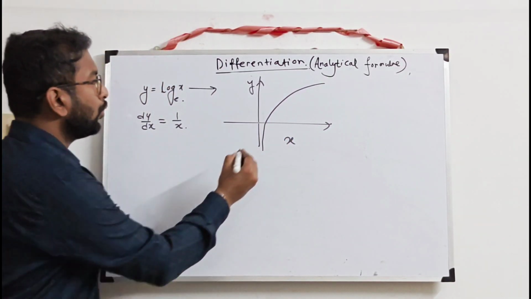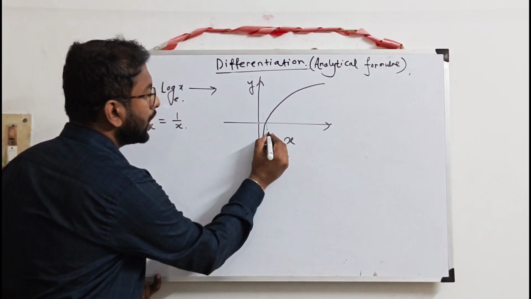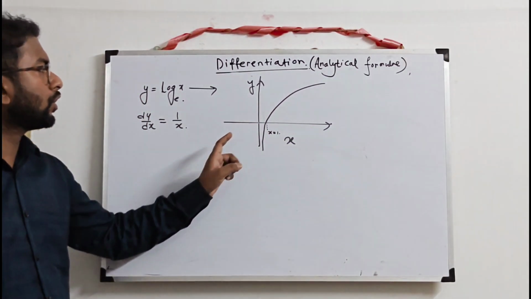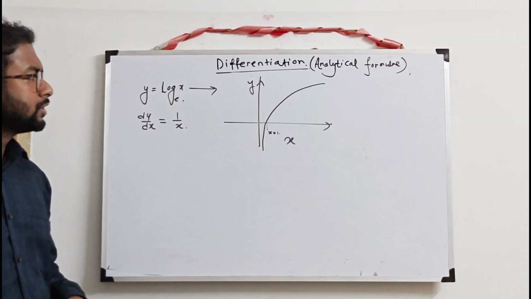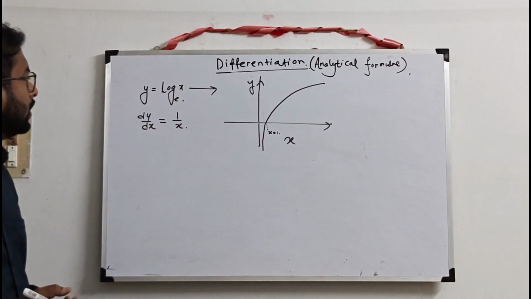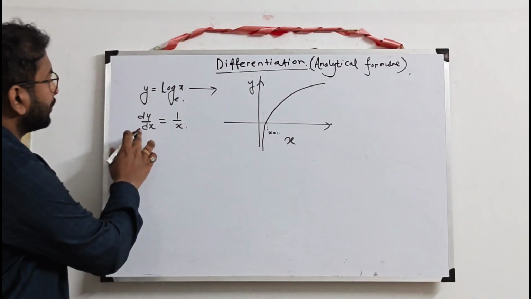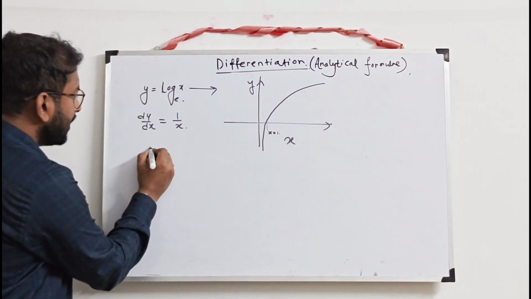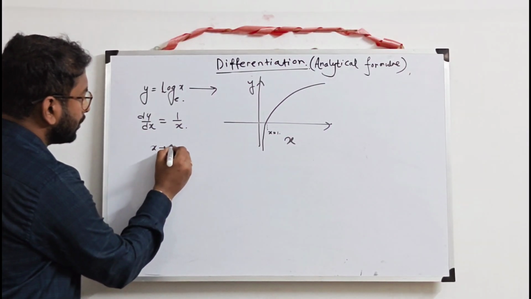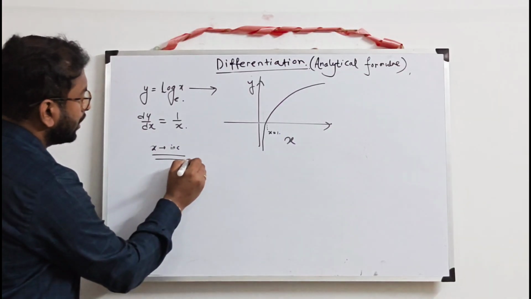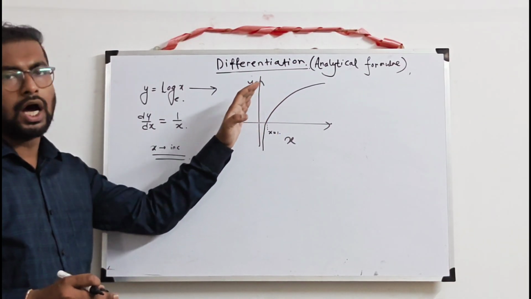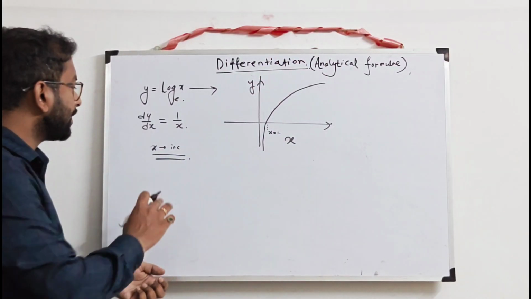This is the graph where the point at which y becomes 0 is x equal to 1. At x equal to 1, it crosses the x-axis from the bottom side of the 2D space. Now see, dy/dx, the slope of the graph, is 1 by x. That means if I increase the value of x, wherever I draw the tangent, that tangent will make a lesser and lesser angle as I increase the value of x.